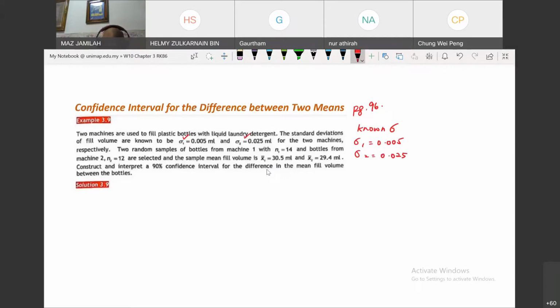Okay. Two random samples of bottles from machine 1. So you have two samples. N1 is equal to 14. N2 is equal to 12. And the selected sample mean X bar 1 is equal to 30.5. X bar 2 is equal to 29.4. Okay, construct and interpret 90% CI. So alpha is 0.10.